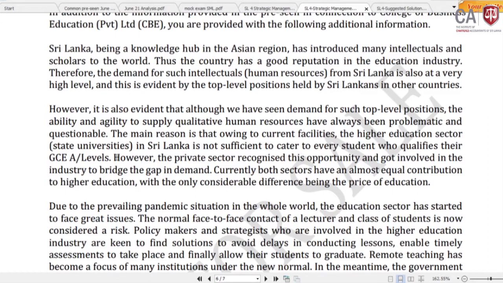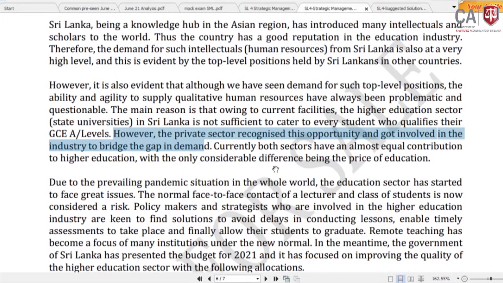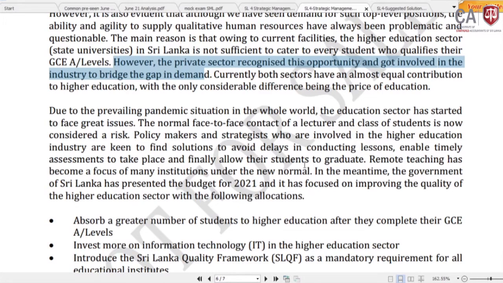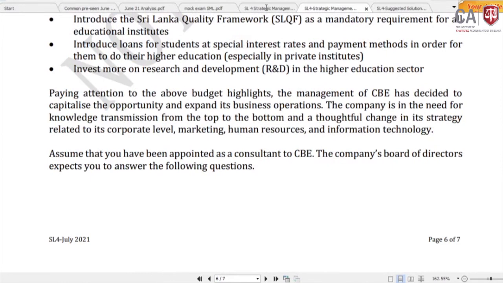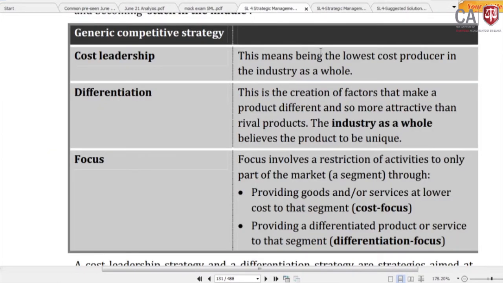Here, if you look at this one, it says however the private sector recognized this opportunity and got involved in the industry to bridge the gap in demand. So that means there are some private sector universities available, right. What do you think about this one? If you go to the marketplace, can you find more private sector universities? Yes, there are so many private sector universities available. At the same time, so many government universities are available. So therefore, it's not easy to offer a completely differentiated product to the marketplace. Others also have similar products, right.